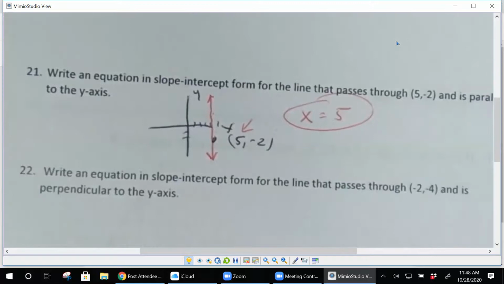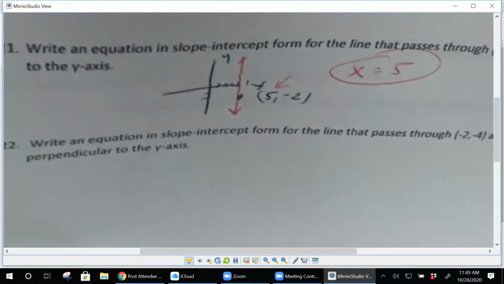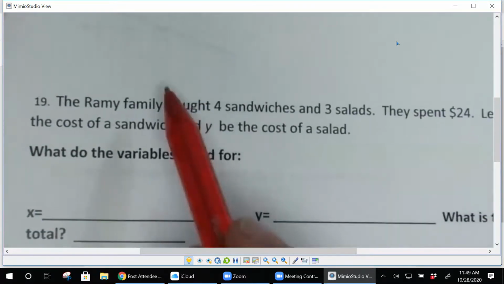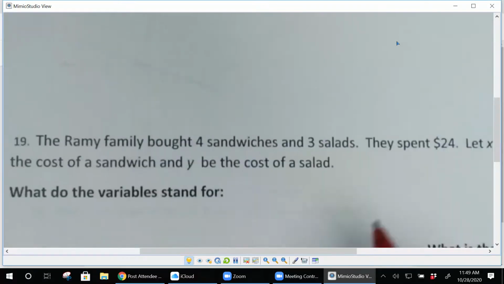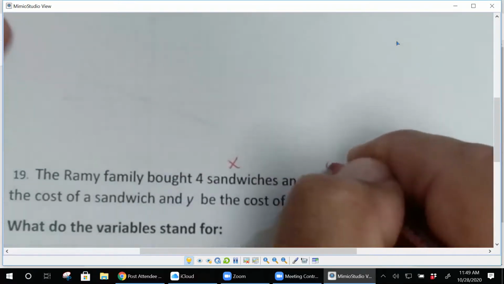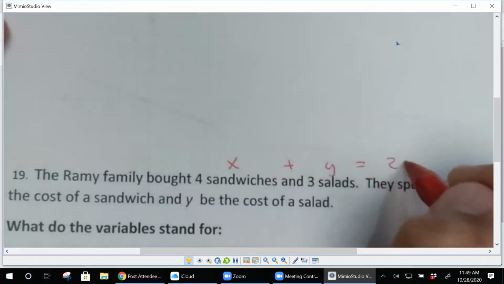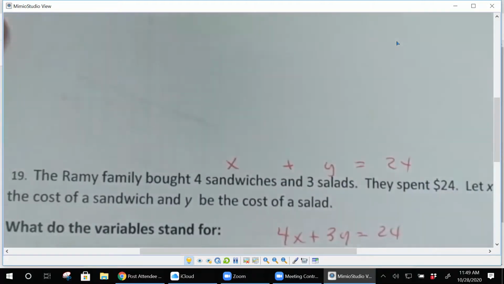So I'm going to let you figure that one out, but it says perpendicular to the y-axis, so you need to know that. All right, this one we did in class. We did this exact same question. This is the one where they tell you the sandwiches are the X value and the Y is the salad. So we talked about putting an X there, a Y there, and a plus sign here. They spent $24. So there's your equation, 4X plus 3Y equals $24. So you just fill it in.